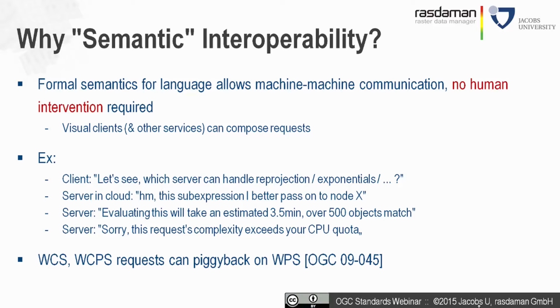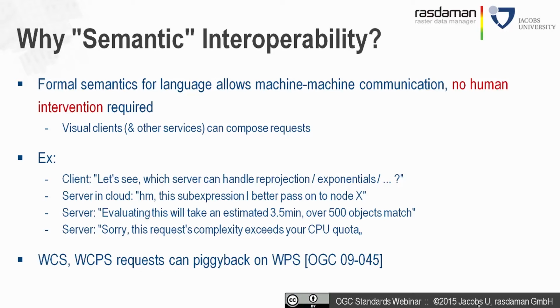So, for example, the client looks around. Let's see, which server can handle reprojection and exponentials? Maybe some server does not support advanced math, so I have to find one that can do it for me. Or a server in the cloud says, okay, here is a sub-expression in the query, which I better pass on to node X because this node holds the data needed for it.